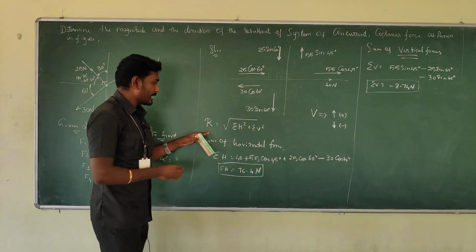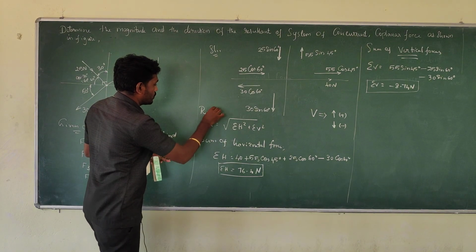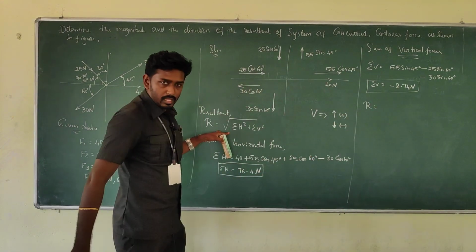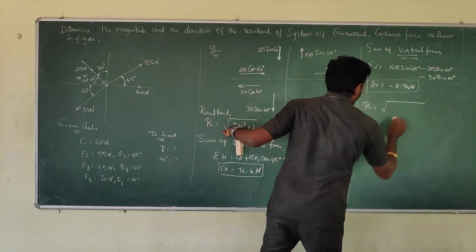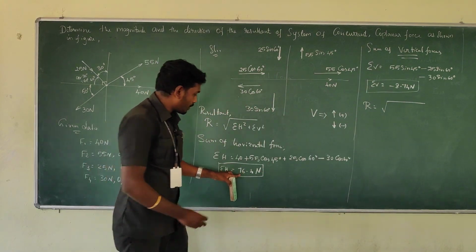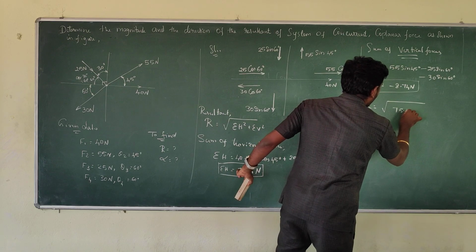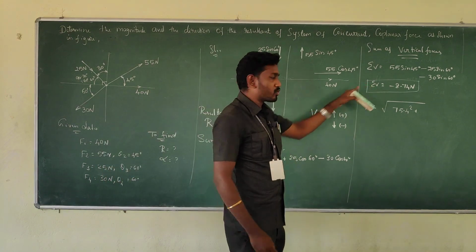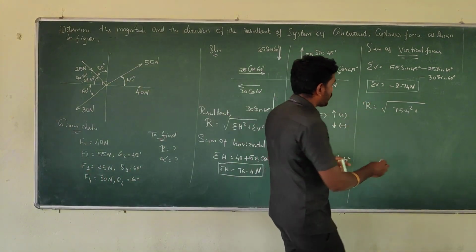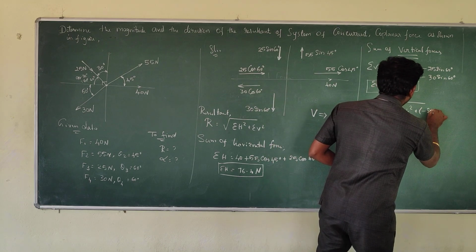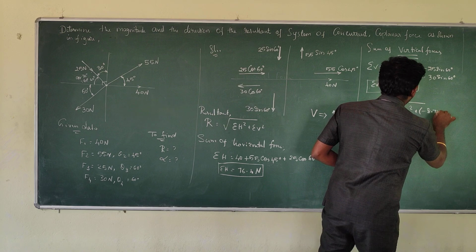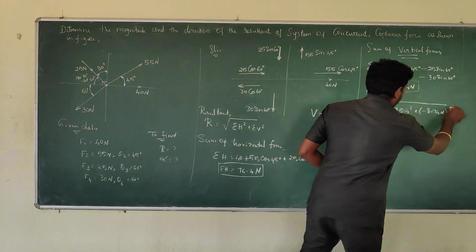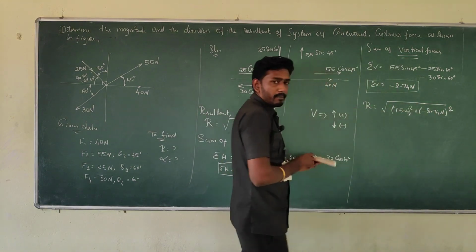Now we can calculate the resultant force. So R, in the sense, R is equal to root of summation of H square. So summation of H square here, 75.4 square plus what? Summation of V square, right? Summation of V is given in negative sign, so minus 8.74 Newton, the square. Here also you can put bracket if you want.